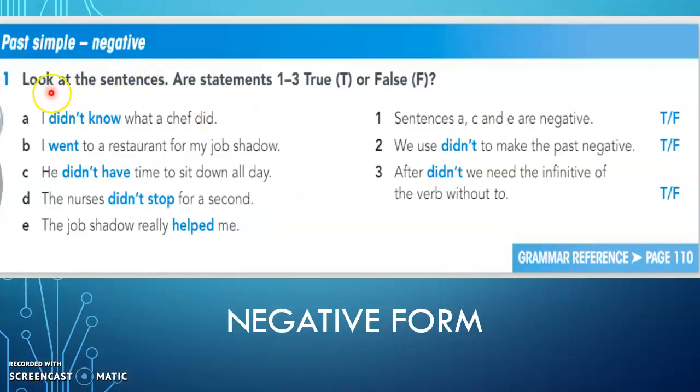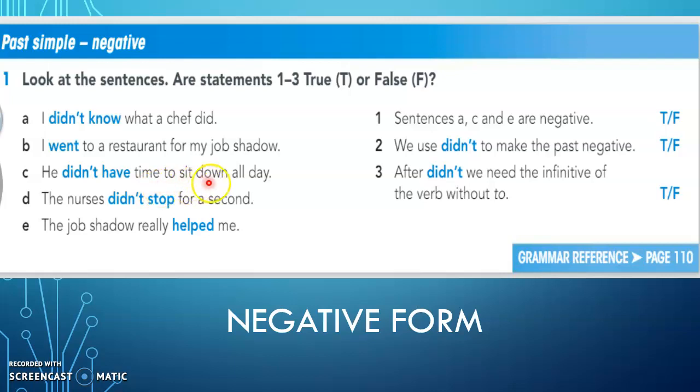So let's look at the sentences and decide if these rules are true or false. It says, I didn't know what a chef did. I went to a restaurant for my job shadow.